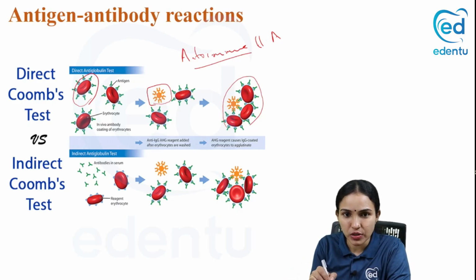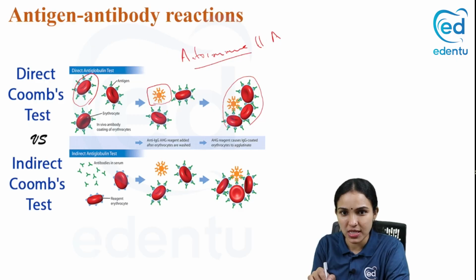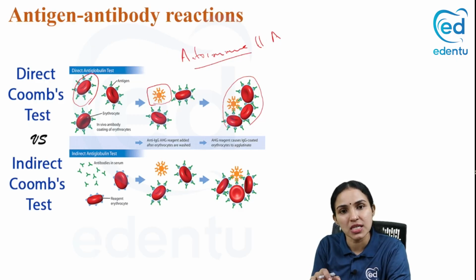You add a secondary antibody that is called antiglobulin, which will cause an agglutination reaction. So that is the direct Coombs test. If this reaction is positive, we assume that the patient's RBCs are coated with antibodies. That means they have autoimmune hemolytic anemia.